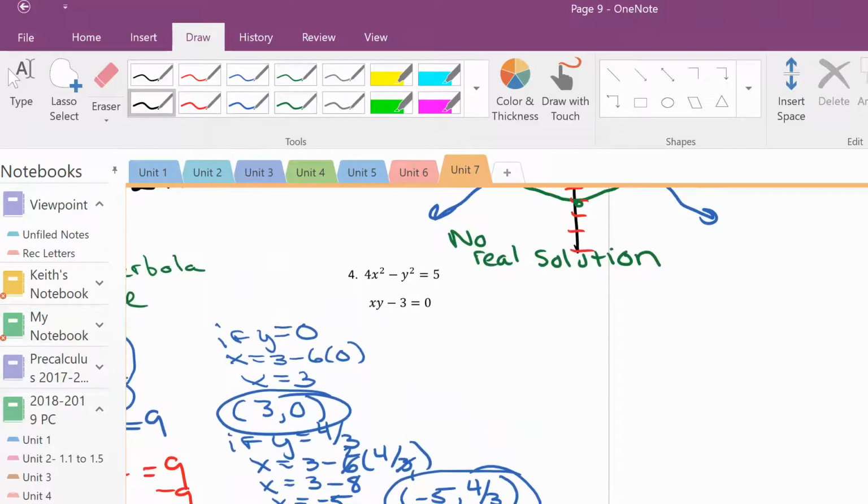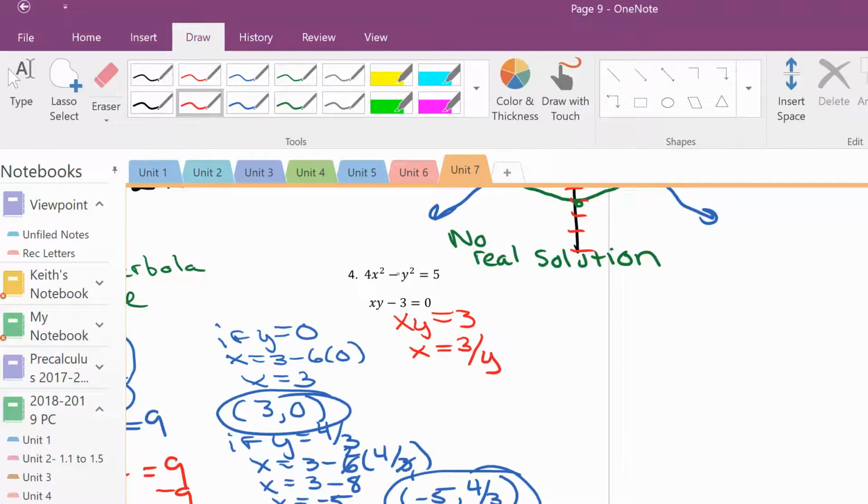All right, the last one here, notice it's first power, so we've got to substitute. So xy equals 3, and now you just need to solve for one of the variables. So let's solve for the y in terms of x, or actually, we'll do the x in terms of y. So we'll go, xy equals 3, x equals 3 over y.